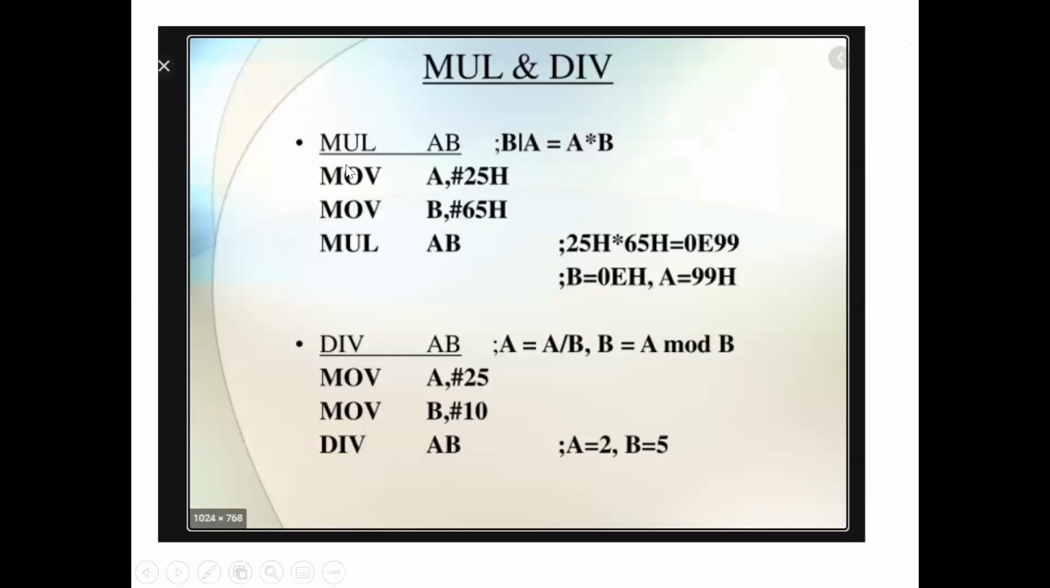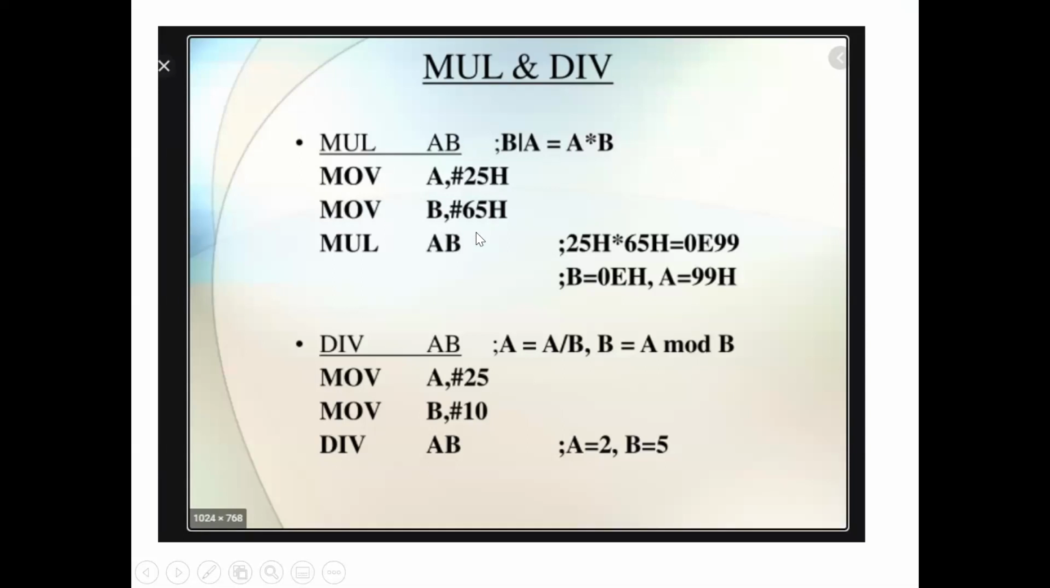Please listen to this screen. MUL AB, very simple. If I put MUL AB, it will multiply A and B. So first you see, move A comma #25. We all know B is also an 8-bit register. So what is my accumulator value? 25. Now move B comma #65. So what is my B value? That is also 65. So 25 times 65, I want to do.